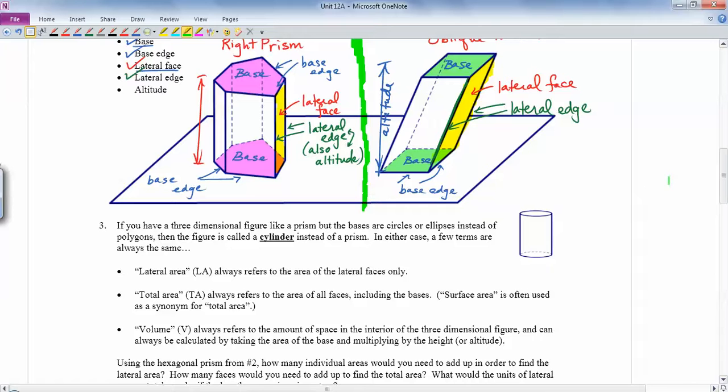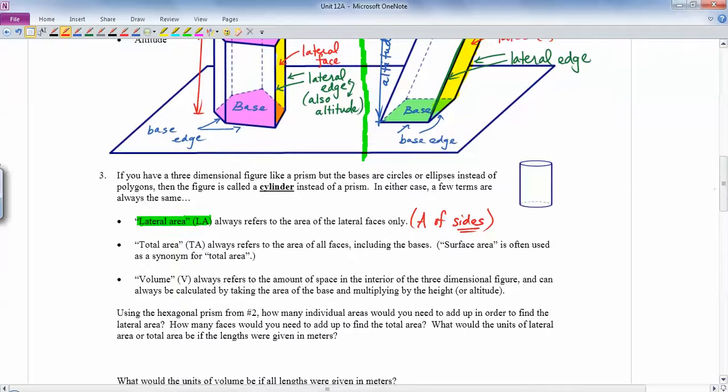Okay, so a few terms. We've got a term called lateral area, which I'm going to abbreviate LA. Lateral area just means areas of the sides, right? So area of the sides. I'll write that here. Area of sides. Total area is what it sounds like. It's the area of the sides plus the bases.